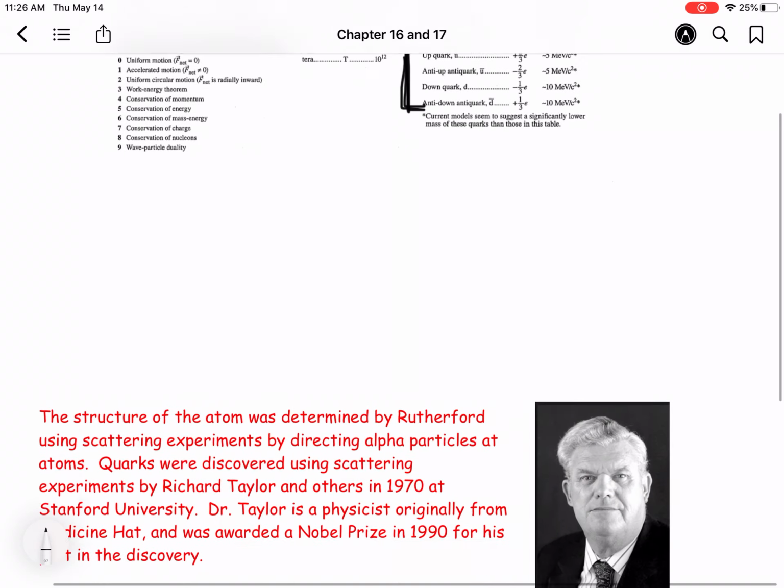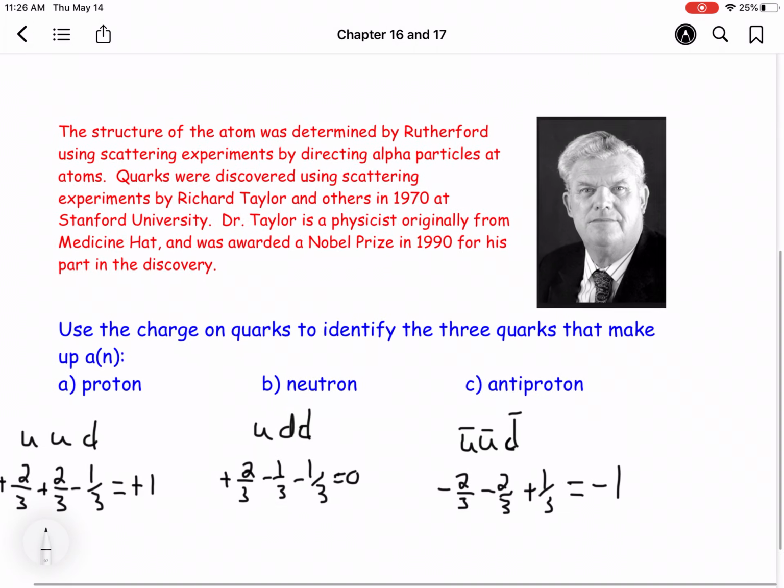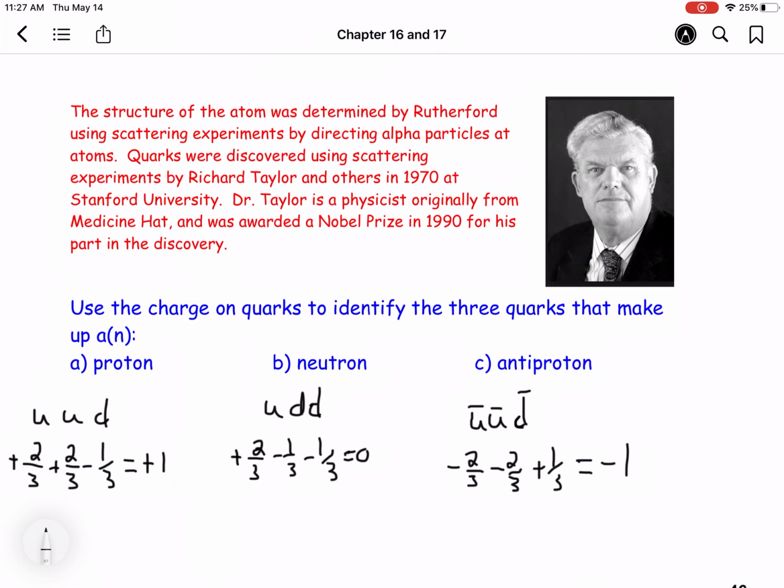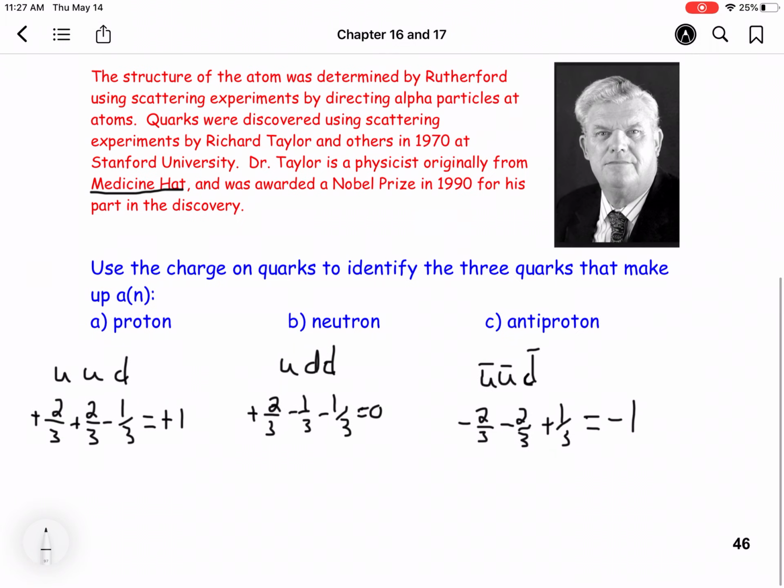No antiquarks. All right, so Rutherford kind of started this idea, but then it was finished by Richard Taylor and others in the 1970s at Stanford. They ended up winning the Nobel Prize, and Dr. Taylor was actually originally from here. And so they said, if I look at a proton, a proton is a particle with a positive charge, and it's an up and a down quark all meshed together, and they are all linked in a certain way. So that's what it is.